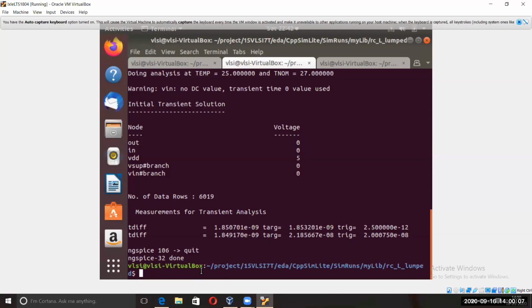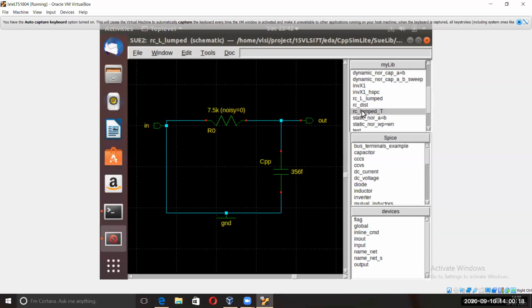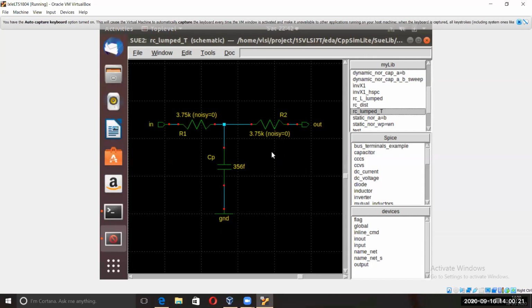Okay, so this is done. Then I'll show you. This was the L, the L lumped one. Then there is another one that is the T one. To get better results, the T one I have done in this way, connected with the input. So in T, we have to divide the R by 2. So 7.5 by 2, 3.75, 3.75. Capacitor, keep as it is. Okay, save and go to the run.